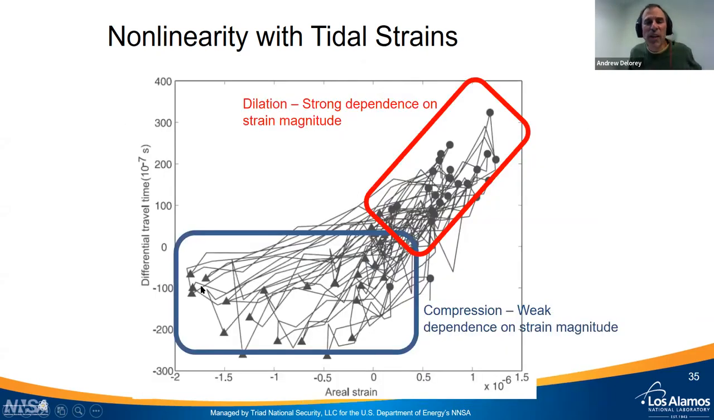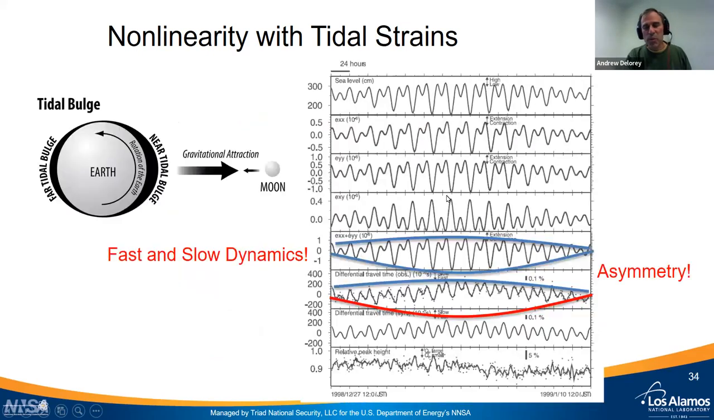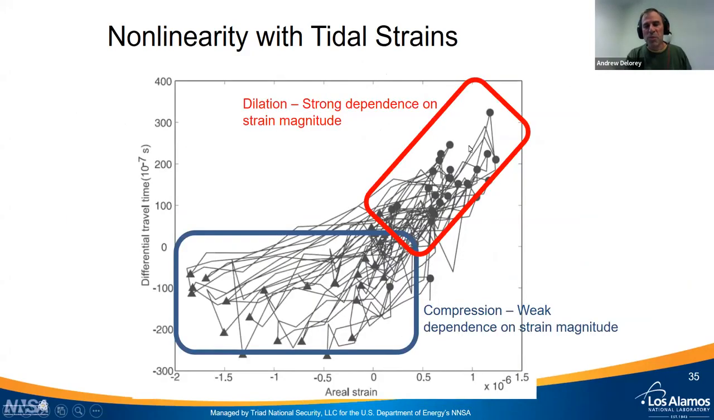And if you look at that another way, if we look at the areal strain on the horizontal axis and the differential travel time on the vertical axis, we can see that when we're in extension up here at the top of the curve, those are these circles up here. When you have a higher areal strain, meaning it's more expanded, the differential travel time is proportional to that. There's some sort of linear looking relationship between these two.